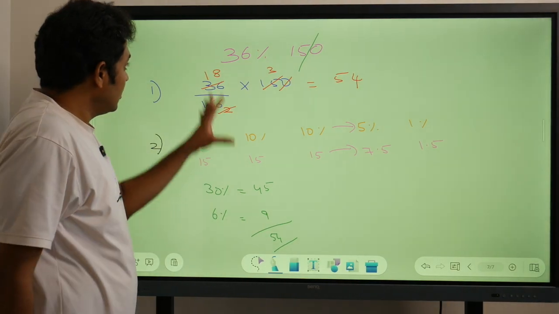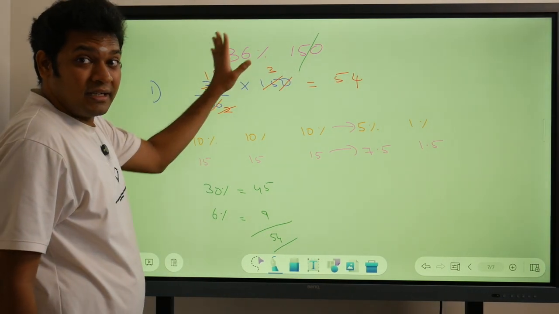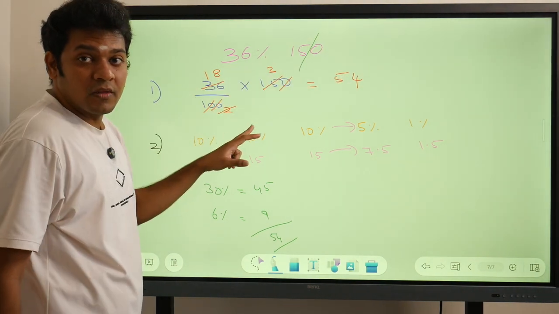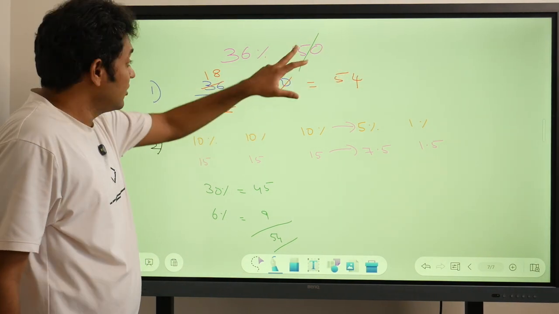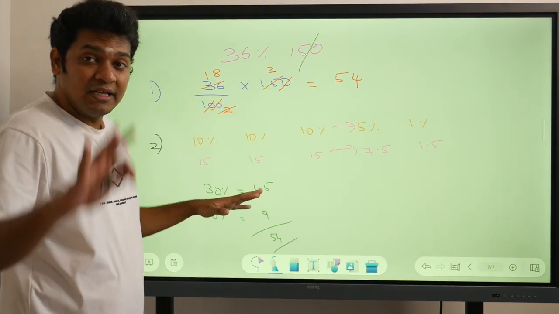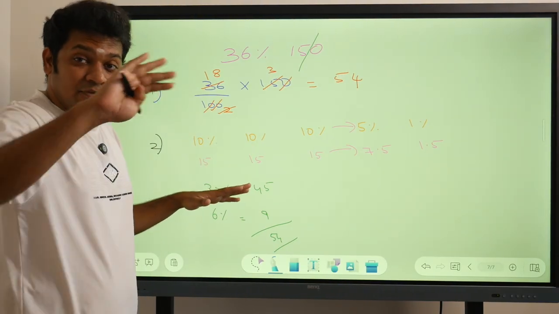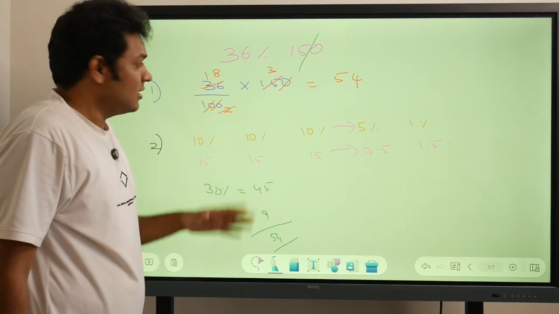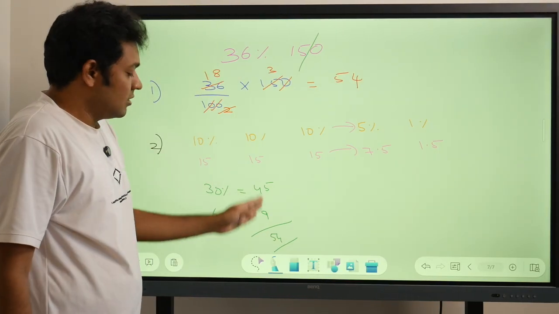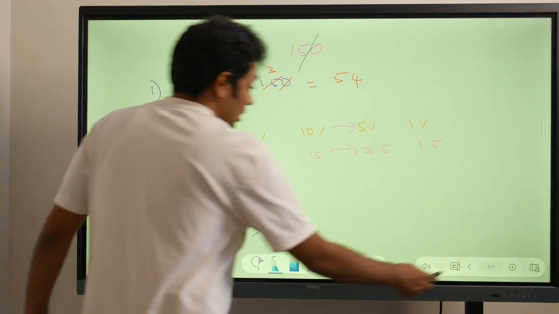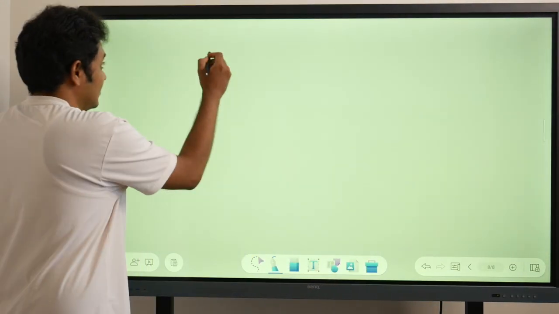Here 36 can also be written as 10, 10, 10, 5, 1. Since 10% is 15, straight away jump to 30%, which is 45. So 3% is 4.5. If 3% is 4.5, double it: 6% is 9. Hence we have 30% plus 6%, 45 plus 9. Got it? There are multiple ways of doing it. This is one method. Now I'll tell you another method.